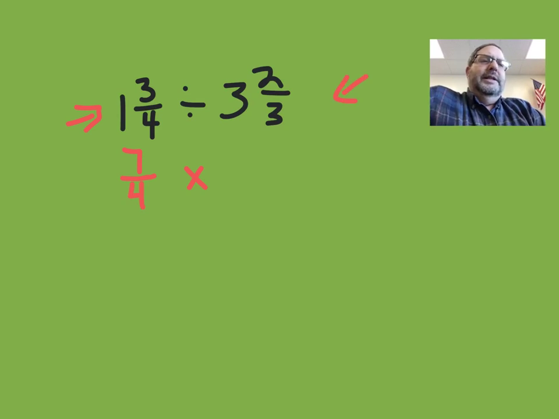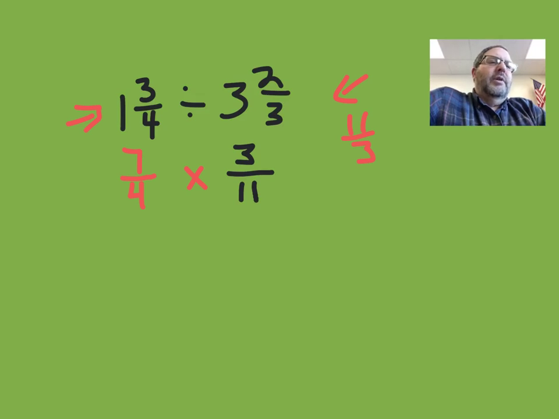All right, let's do the second one. 3 times 3 is 9. 9 plus 2 more is 11. So just to show you what I now have, 11 over 3. And remember, we use the reciprocal. So with the second fraction, the numerator is going to become the denominator, and the denominator is going to become the numerator. So I flip it. So I have 3/11. 7/4 times 3/11.